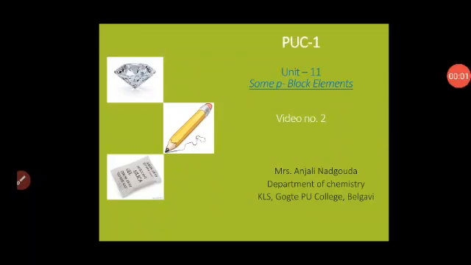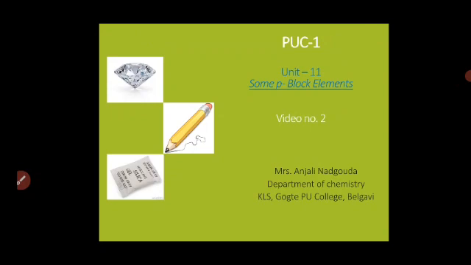Hello students, we are in continuation with unit number 11, that is some p block elements. In our last class we have seen the general trends in overall p block elements, then its general electronic configuration, and we have started with group number 13 elements, that is boron family.